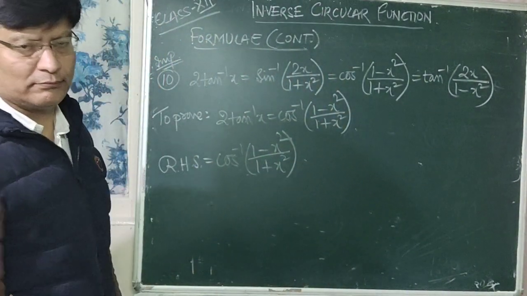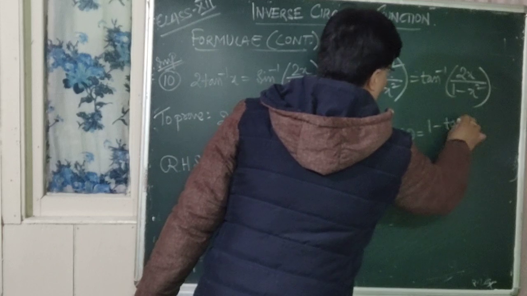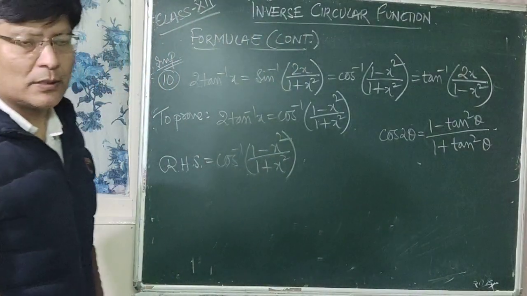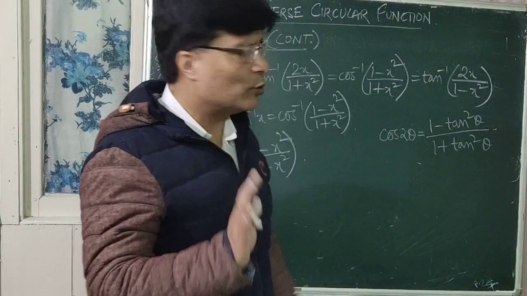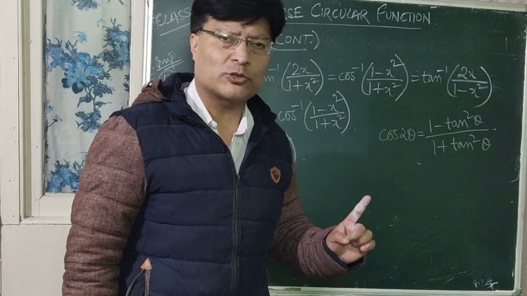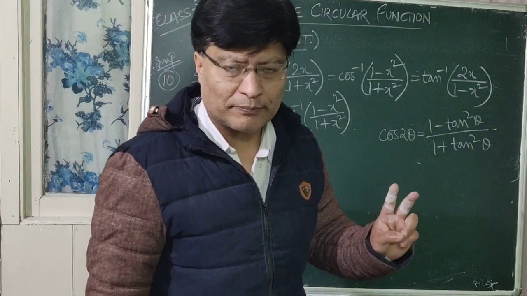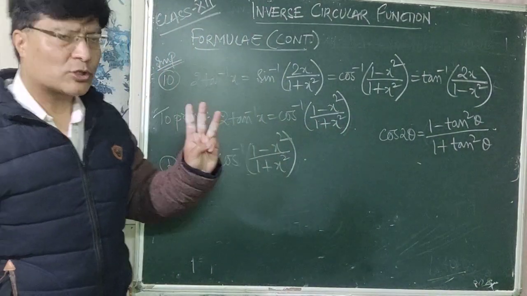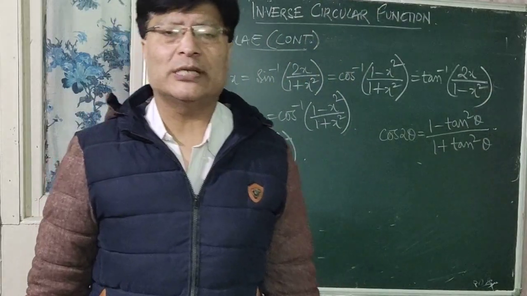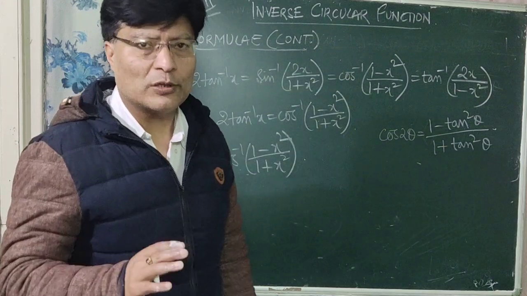You should know the formula from multiple angles. That formula is cos 2 theta is equal to 1 minus tan square theta divided by 1 plus tan square theta, right? So there are 4 formulae for cos 2 theta. First one is cos 2 theta is equal to 1 minus 2 sin square theta. Second one is cos 2 theta is equal to 2 cos square theta minus 1. Third one is cos 2 theta is equal to cos square theta minus sin square theta. And the fourth one is cos 2 theta is equal to 1 minus tan square theta divided by 1 plus tan square theta. So you should know all these formulae.